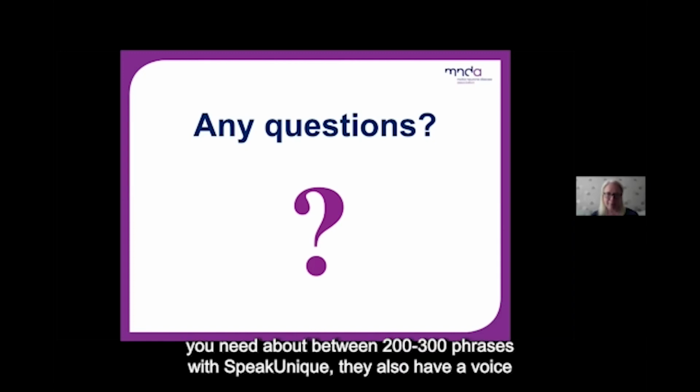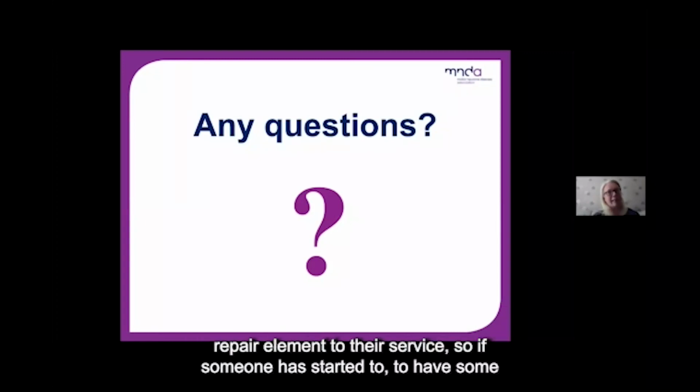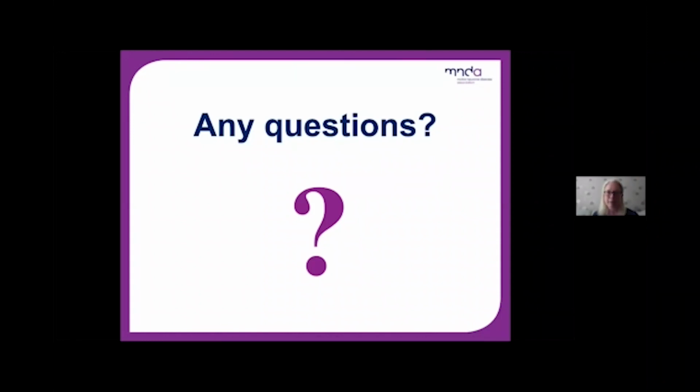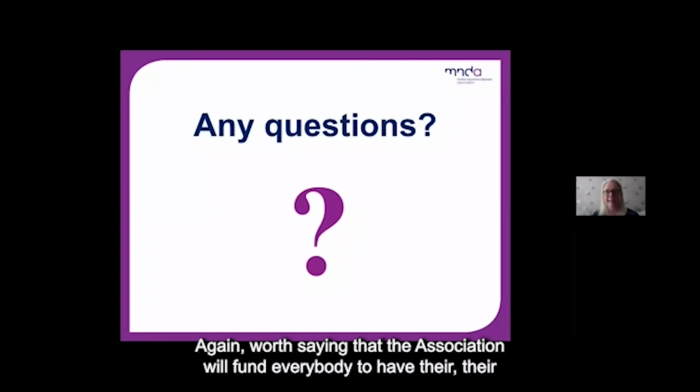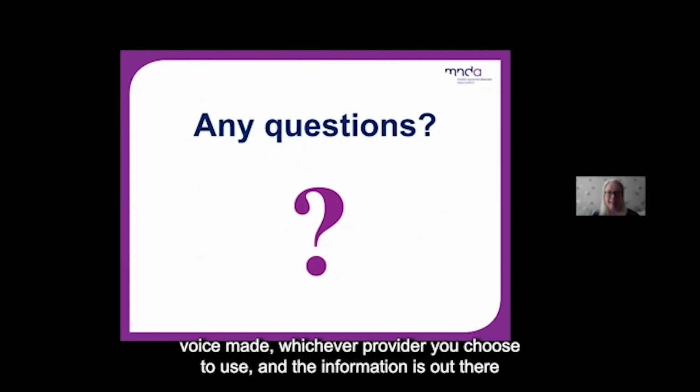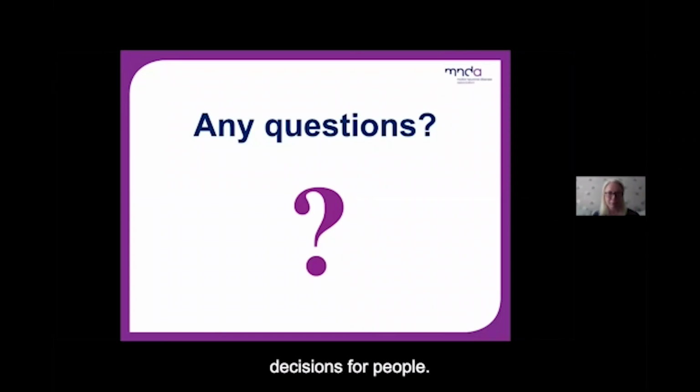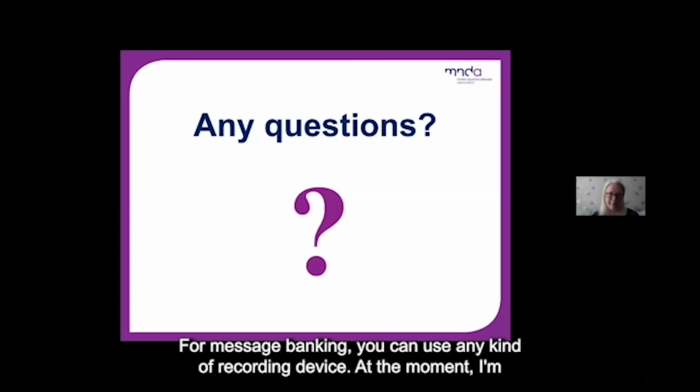You need about between 200 and 300 phrases with Speak Unique. They also have a voice repair element to their service. So if someone has started to have some changes to their speech, it's worth considering that voice repair element. Again, worth saying that the association will fund everybody to have their voice made, whichever provider you choose to use, and the information is out there on the association website and on RCSLT website to help you with making those decisions with people. For message banking, you can use any kind of recording device.